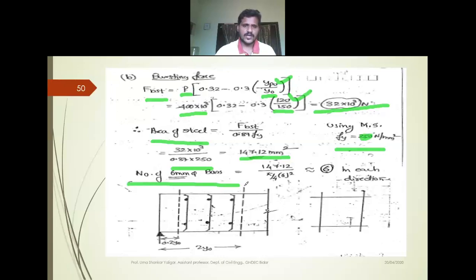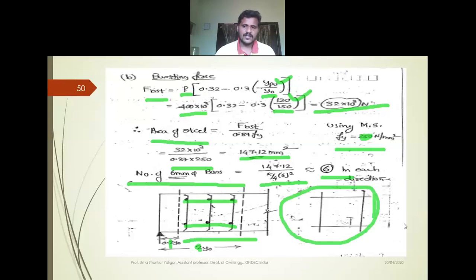Then I assume 6 mm diameter bars and calculate the number of bars, total area by area of one bar, and you will get 6 bars in each direction. Here one bar, one bar, one bar, and so on. This is the longitudinal section. Here we need to provide the bars from 0.1 y naught up to y naught. Please make this correction. In this midway we need to provide a total of 6 bars, here 3 bars and here 3 bars. This is how it will look in the cross section. This is how we calculate the end zone reinforcement.